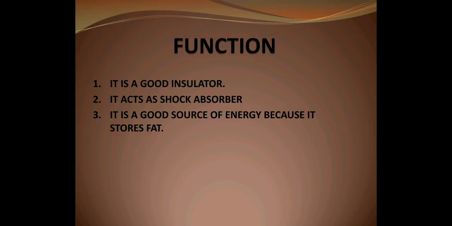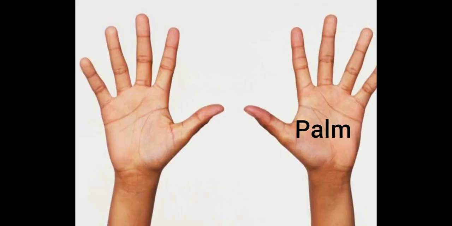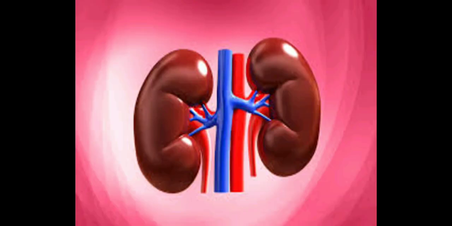Now, functions of adipose tissue. It is a good insulator. It acts as a shock absorber. It is a good source of energy because it stores fat. And this type of tissue, that is adipose tissue, is found in the sole and palm region as well as around organs like the kidney.